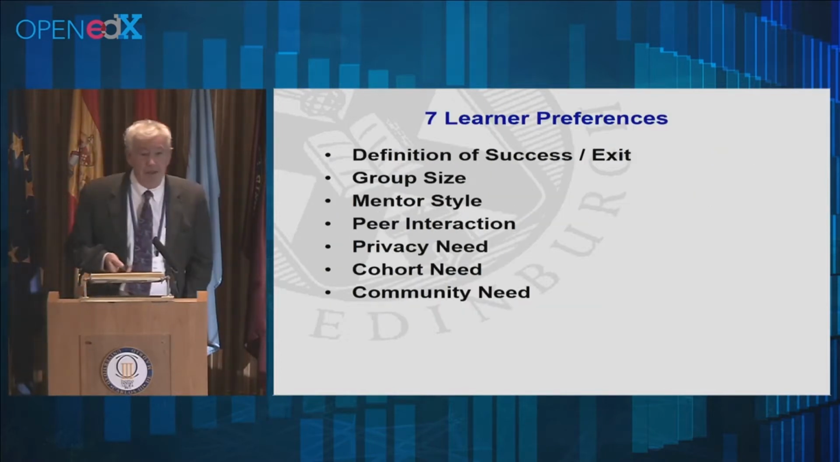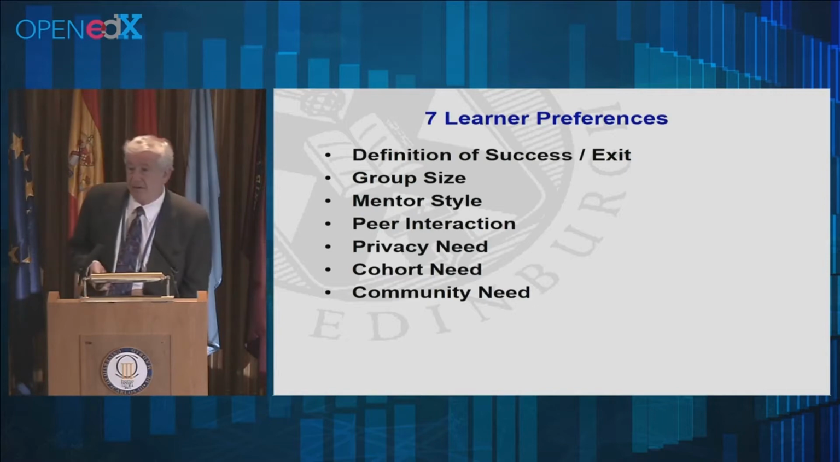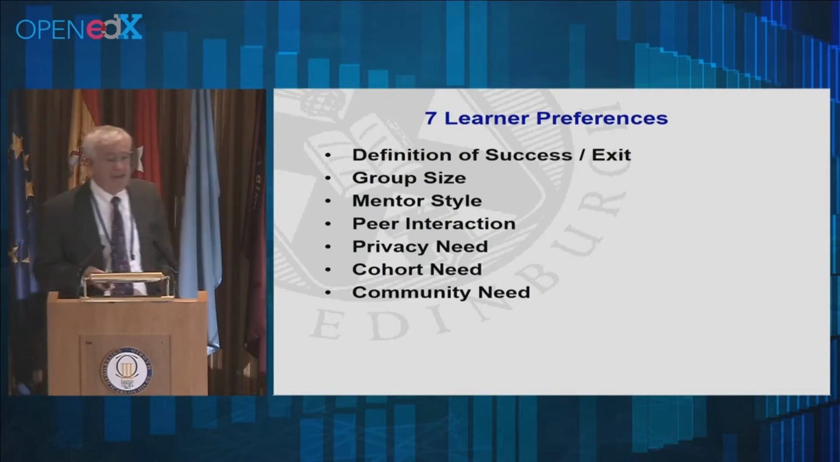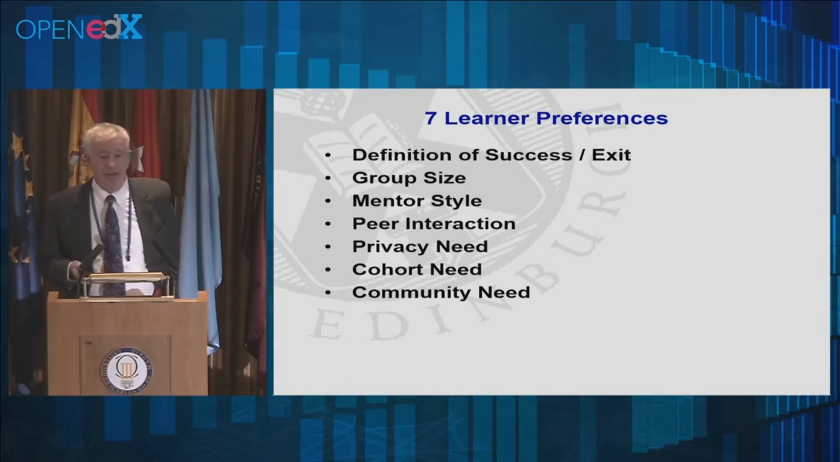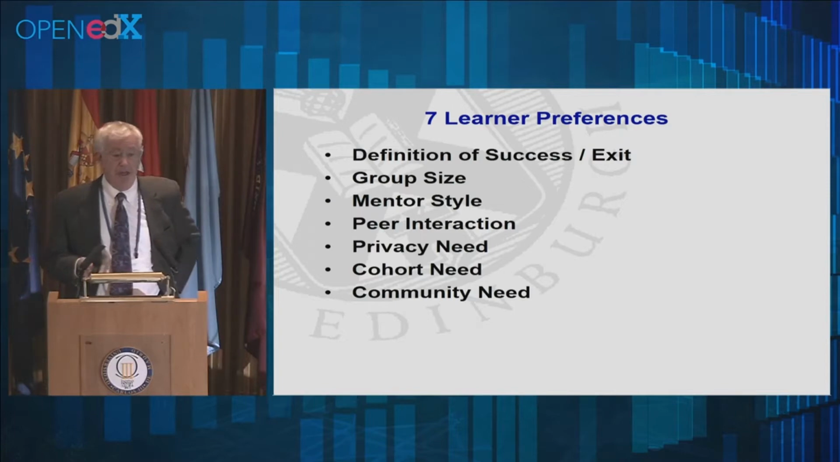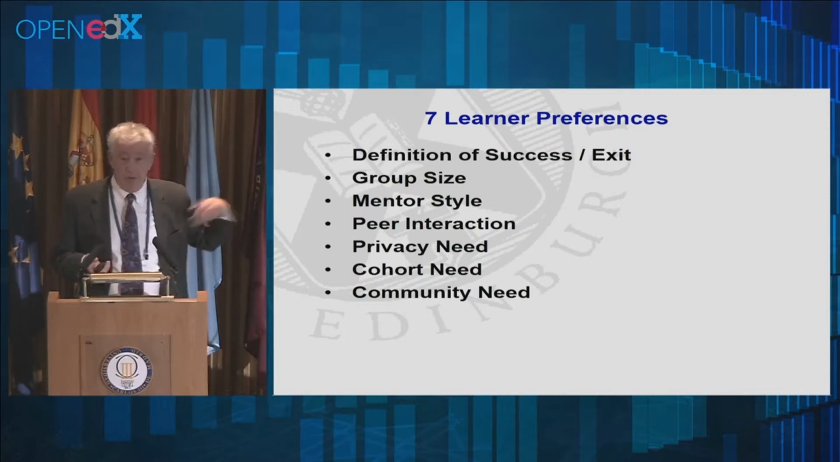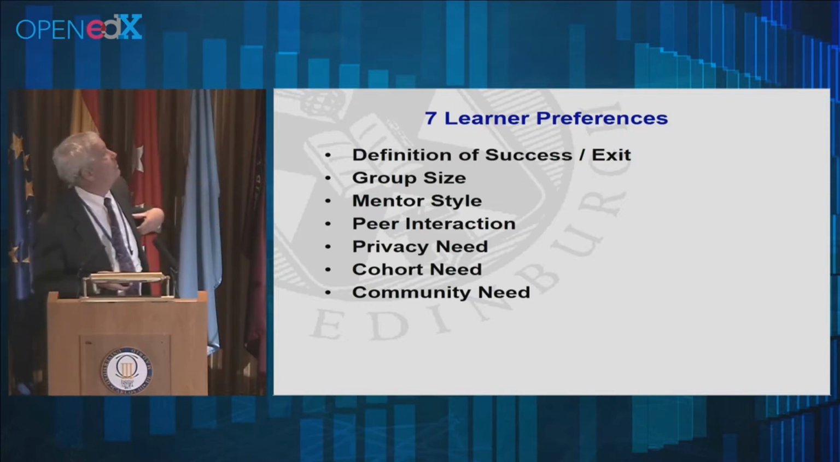Learner preferences. Learners are very different, and here are 7 dimensions on which they differ. What is their definition of success or exit? And we now design for different exits. The learner is there for interest, the learner who wants a micro, wants a MOOC credit, the learner who wants a full master's.